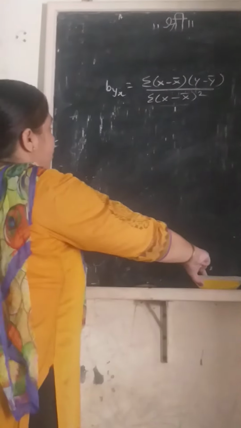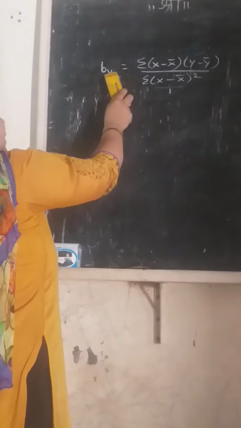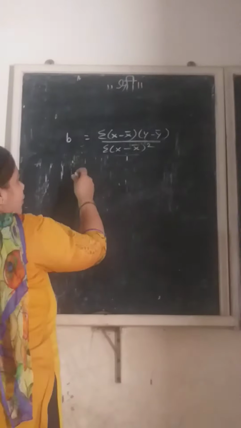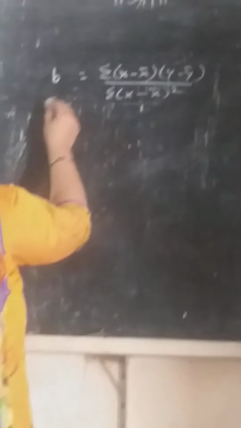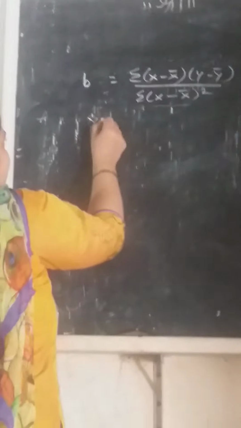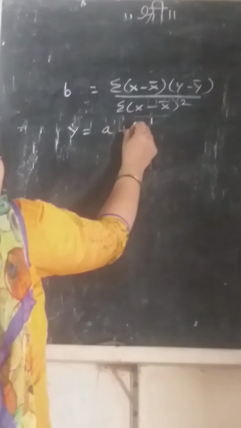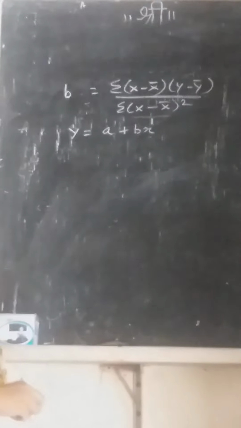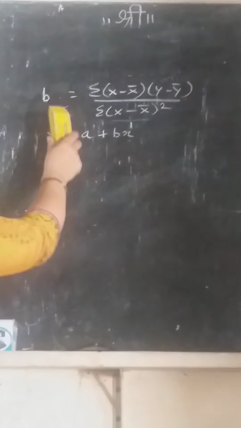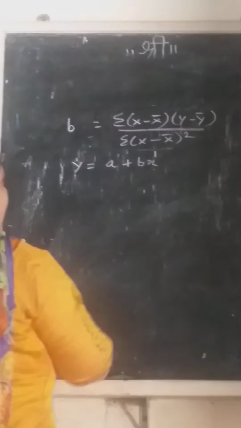Now onwards children, what we will do is instead of writing b y x, we will write it as b. Right? Now this regression coefficient is for which line? So we have the line y is equal to a plus bx. Right? So for this line, this is our regression coefficient. So let us calculate b.